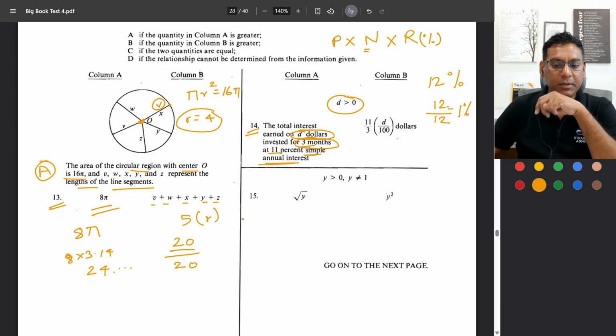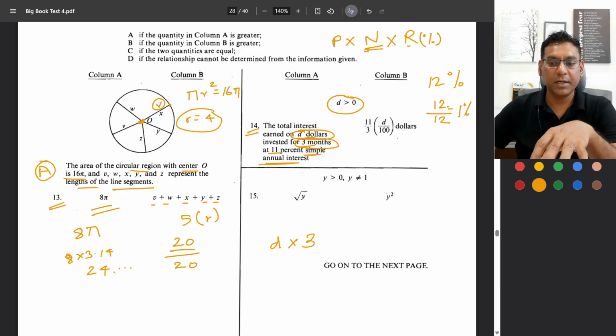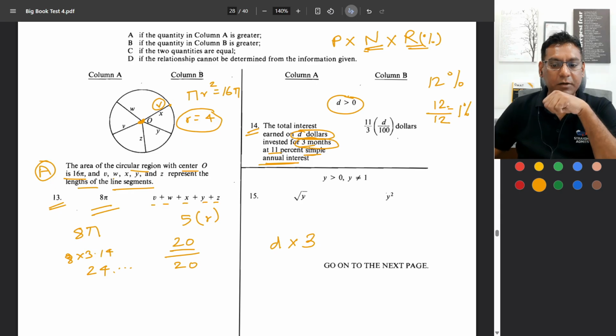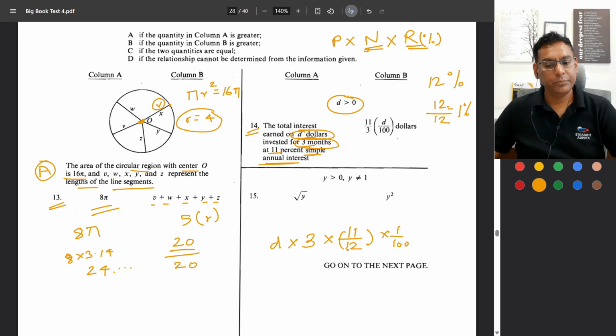Okay, so what am I saying? The principal here is D dollars. The number of terms is 3 months. Now I'm doing the monthly rate of interest. The annual rate of interest is 11, so monthly must be 11 by 12, right? Times 1 by 100, because we are talking about percentage.